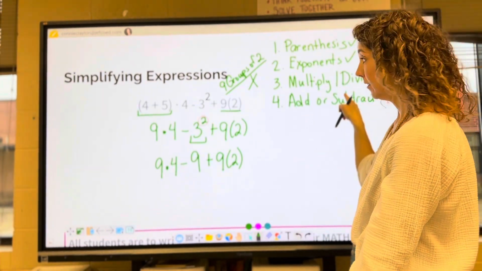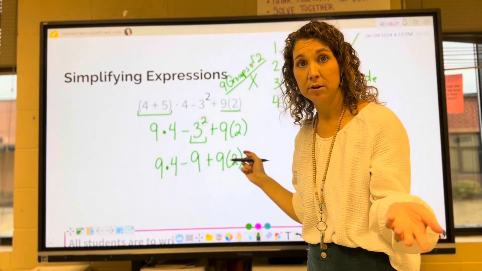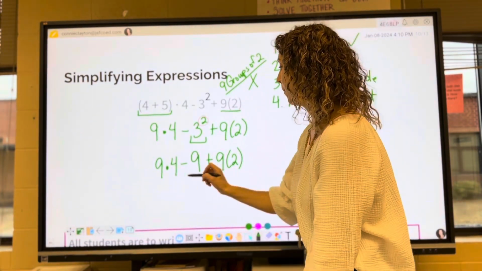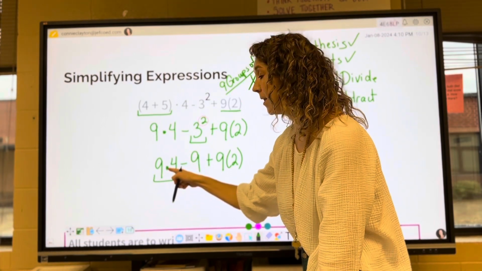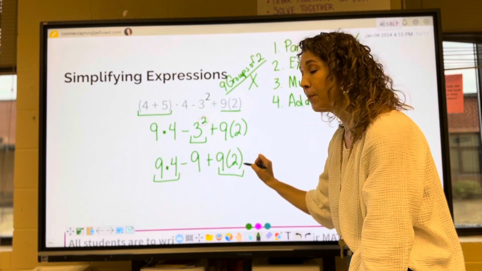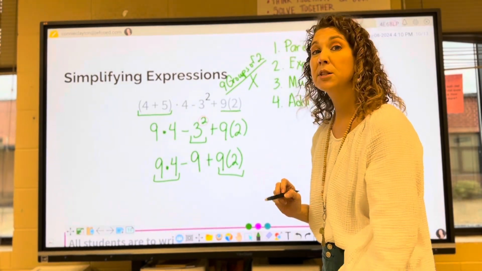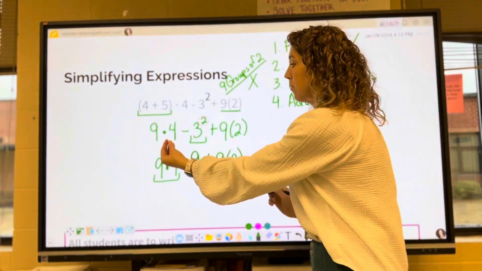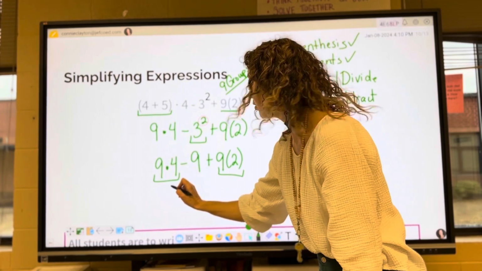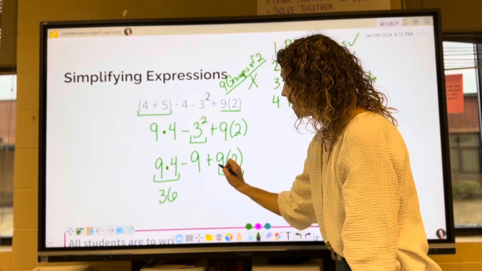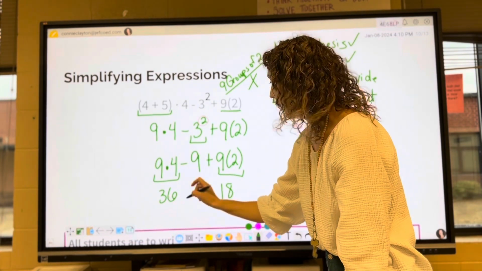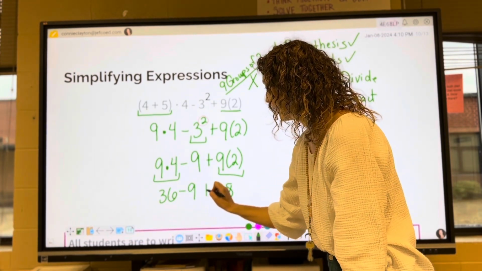Multiply or divide. Do I have any multiplication? Do I have any division? If I have both, what do I do? Well, we've got a multiplication problem here, using the dot for multiplication. We've got a multiplication problem here, using the parentheses for multiplication. It's 2 different multiplication problems. We're going to do the one on the left first, then move to the right. 9 times 4 is 36. 9 groups of 2 is 18. So we're going to do 36 minus 9 plus 18.